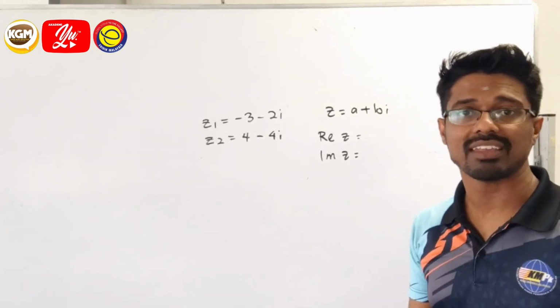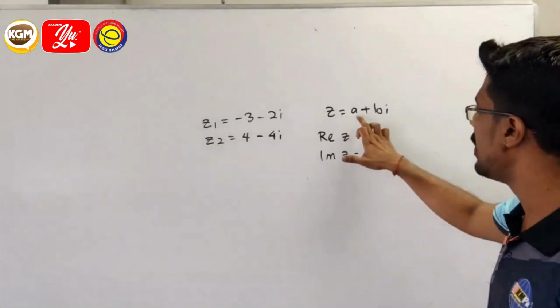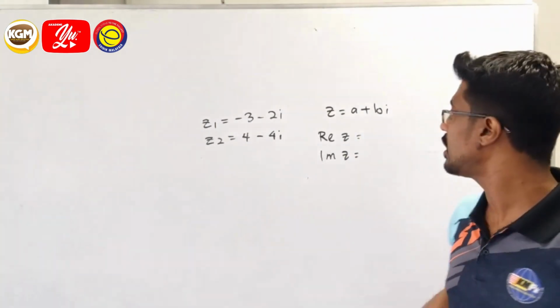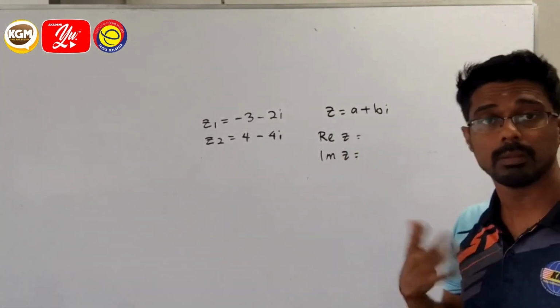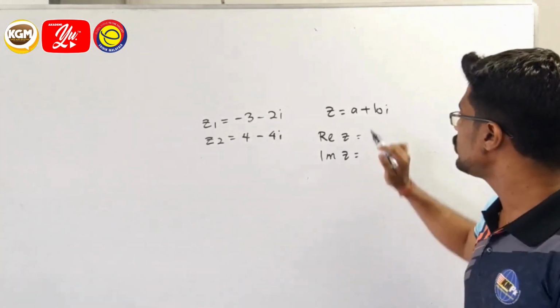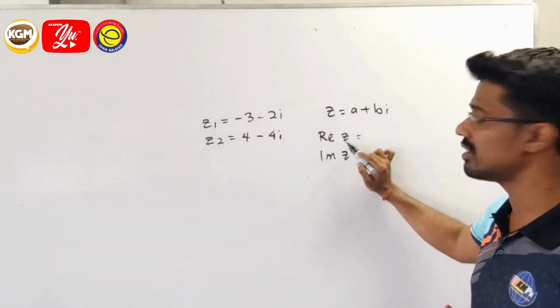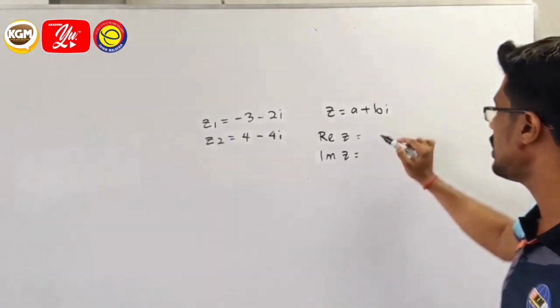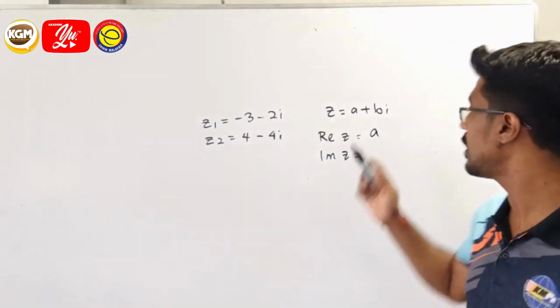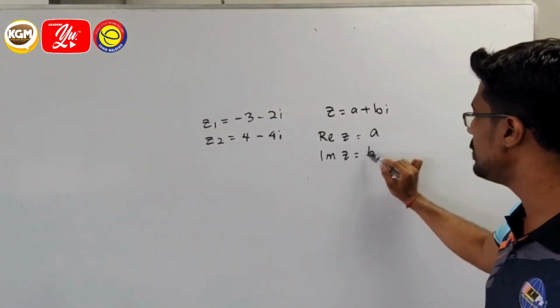So basically complex number is written in the form of a plus bi. So what is a plus bi? So a is representing the real part and the b is representing the imaginary part. So if they specifically ask what is the real part of a complex number, I can just say it's a. Imaginary part of the complex number is just a number sticking together with the i, it's going to be b.